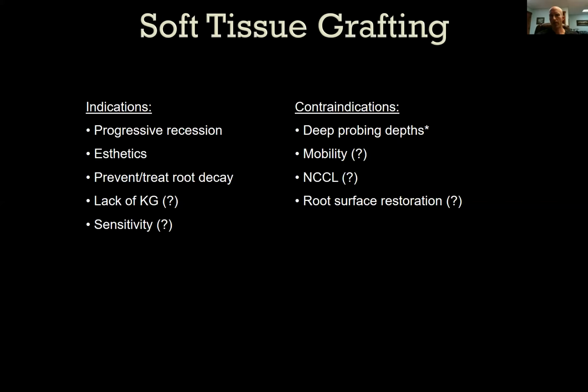Root surface restoration, I put a question mark on that because it depends on the material that was used for the root restoration. As I mentioned before, glass ionomer is the most tissue-friendly material, and so if we know what that material is, then we can get soft tissue to attach to it.